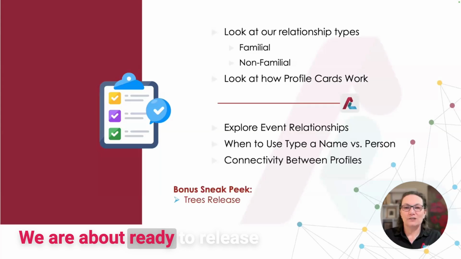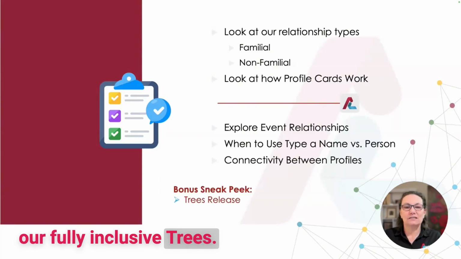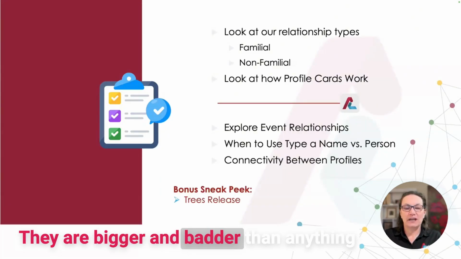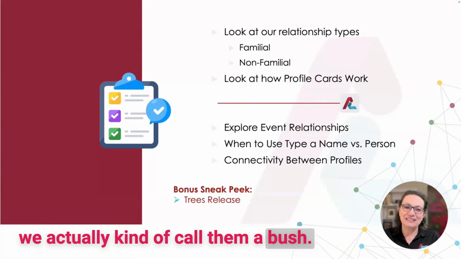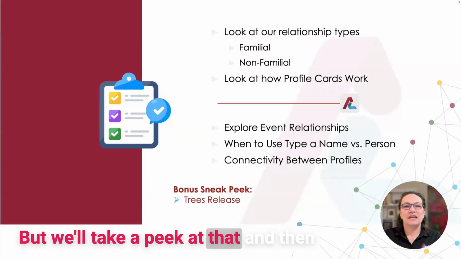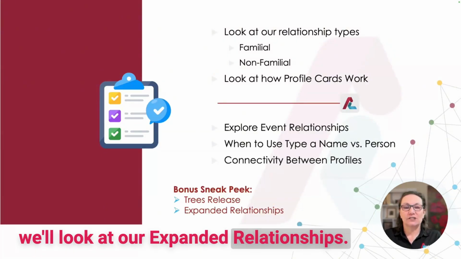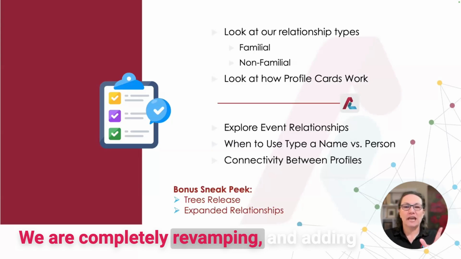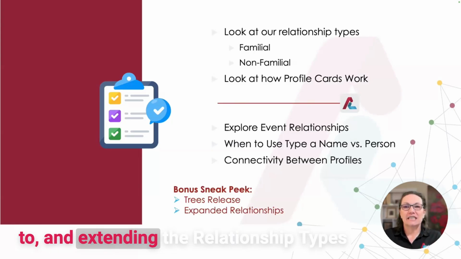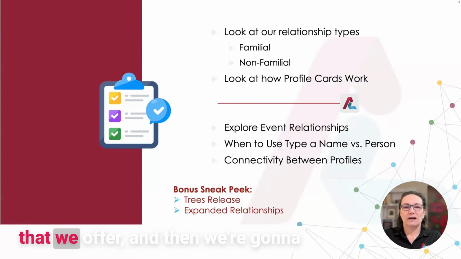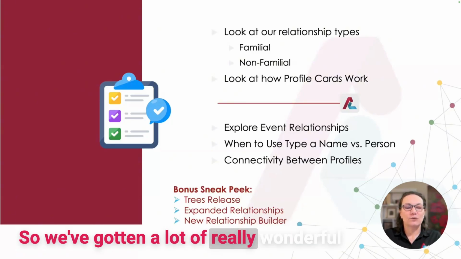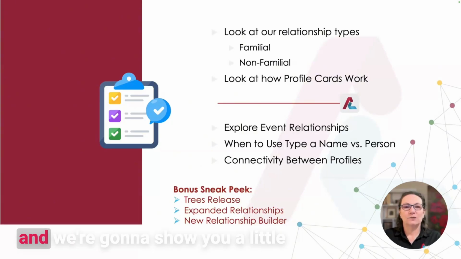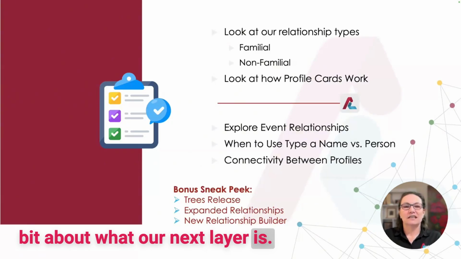Then at the end, stay tuned for a bonus sneak peek. We are about ready to release our fully inclusive trees. They are bigger and badder than anything that we have come across to date, and we actually call them a bush. But we'll take a peek at that. And then we'll look at our expanded relationships. We are completely revamping and extending the relationship types that we offer. And then we're going to look at our new relationship builder. We've gotten a lot of really wonderful feedback from our community, and we're going to show you a little bit about what our next layer is.